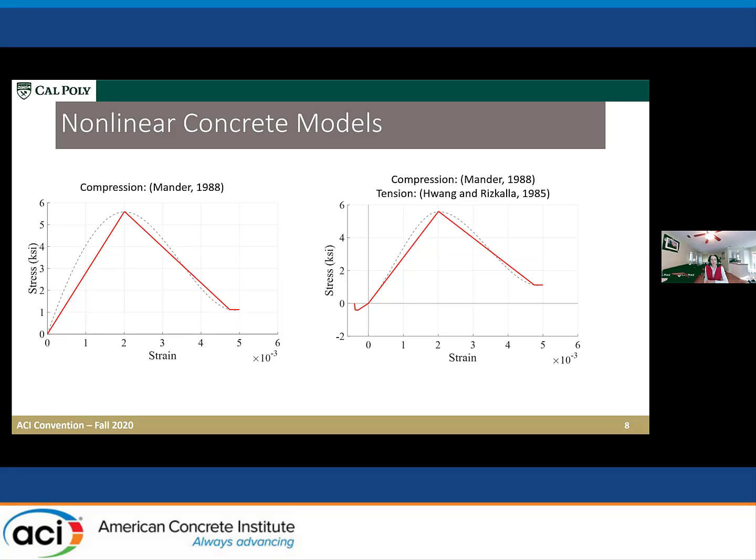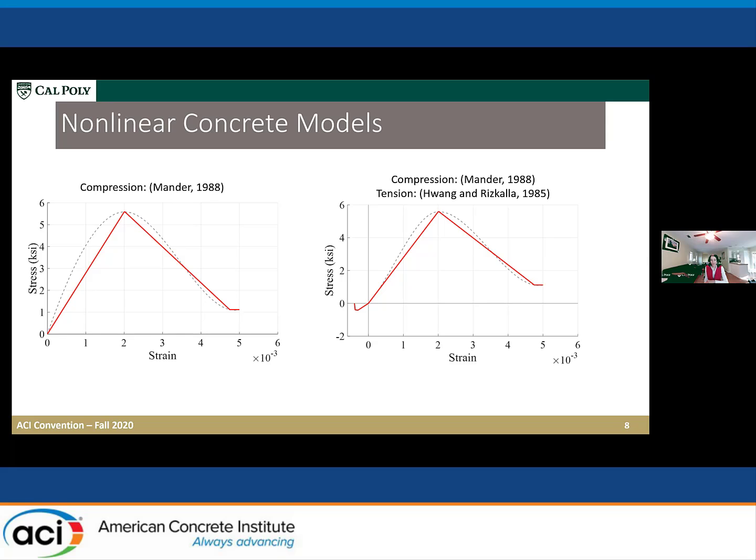In terms of the nonlinear concrete model, we're looking on the left at just a compression-only model for Mander. And then the second version that was investigated had compression using the Mander model and tension with Huang and Richart.